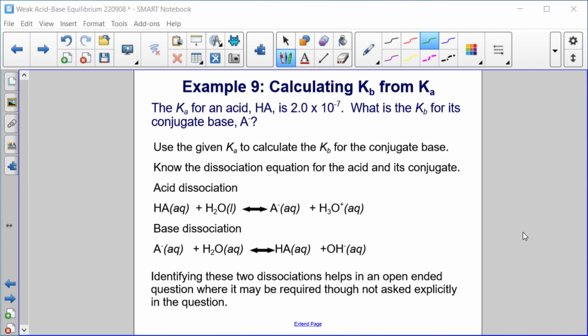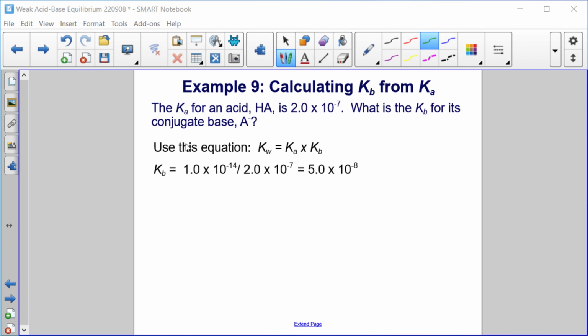Identifying these two dissociations helps in an open-ended question where it may be required, though not asked explicitly in the question. We know that for a specific conjugate acid-base pair, the relationship between Ka and Kb is given by Kw equals Ka times Kb, which means that Kb is the constant Kw, 1 times 10 to the minus 14, divided by Ka, 2.0 times 10 to the minus 7, giving us a Kb value of 5.0 times 10 to the minus 8.